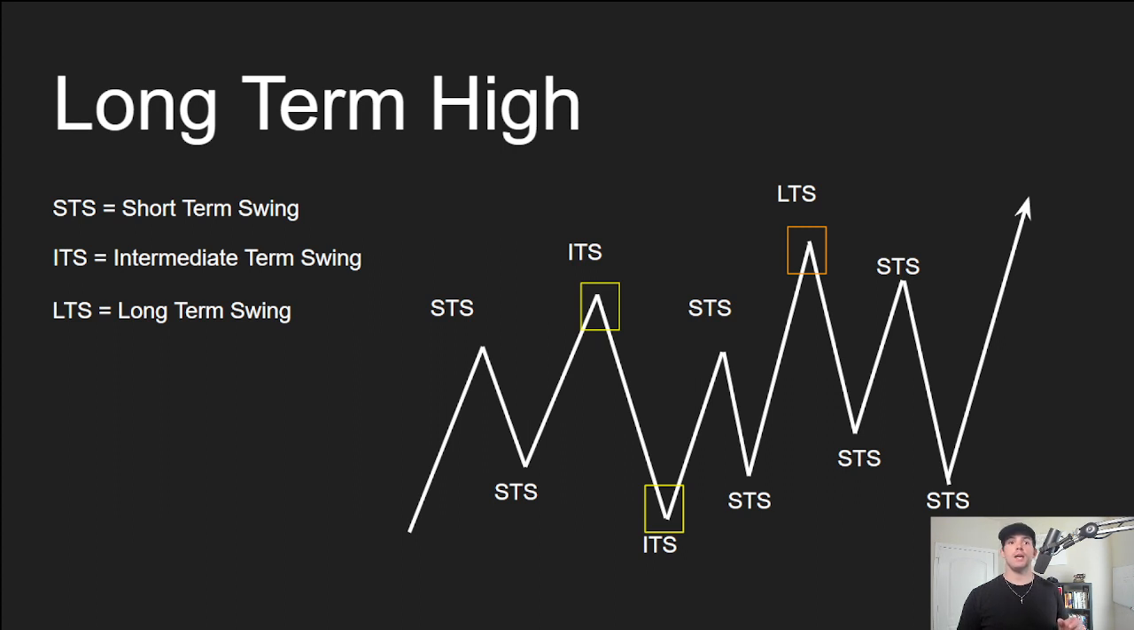A long-term swing is probably going to have a lot more liquidity stacked behind it. An intermediate term swing is probably going to have the mid-level of liquidity stacked behind it, and a short-term swing probably isn't going to have as much liquidity stacked behind it.